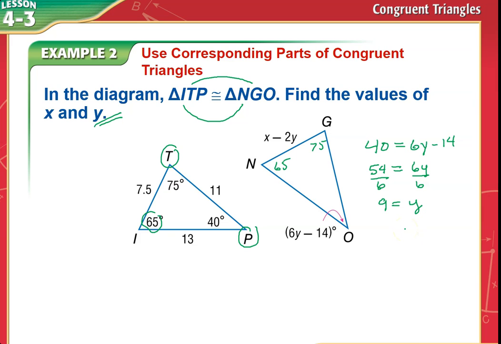Now we need to decide. It says x minus 2y. Well, x minus 2y is the side between the 65 and the 75. So that has to be the 7.5 number. So we're going to have x minus 2y. Since y is 9, 2y would be 18, so x minus 18 is going to equal 7.5. Add 18 to both sides, and it looks like x is going to be 25.5.